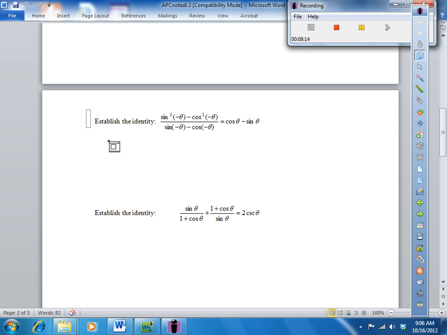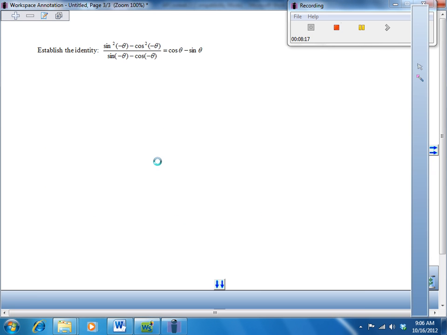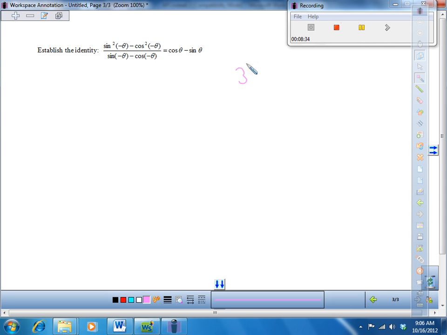Let's try to do this. So establish the identity. So again, you probably want to work with the left side because it's the more complicated side. And so what I'm going to do is, can you just cross those out? No, you can't cross those out. Why not? For the same reason I can't take 3 squared plus 4 squared over 3 plus 4 and say that that's equal to 3 plus 4. It's not, is it? I can't do that.